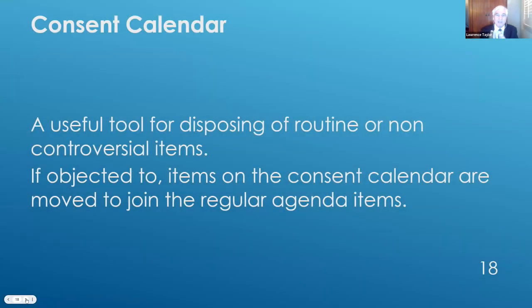Unless you separate out the program from the meeting itself, and then you can have the program at 6:30 and then the meeting starts at 7. So a consent calendar is something that you find in governmental bodies like county commissions, and it's a useful tool for disposing of routine or non-controversial items. And if objected to, items on the consent calendar are removed and join the regular agenda items.